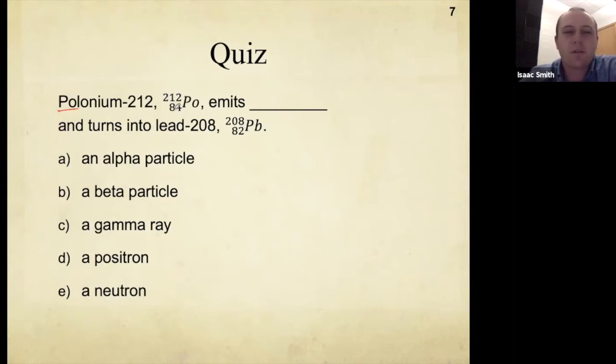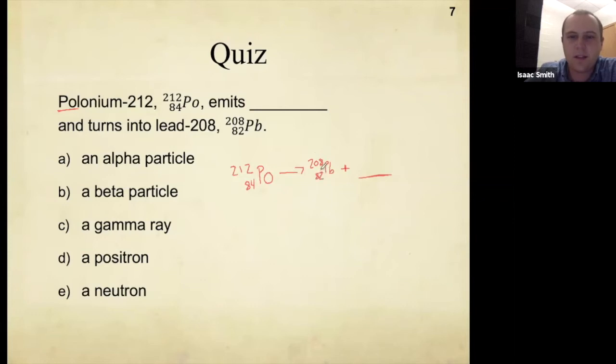Okay, so we have polonium, which has 84 protons and weighs a total of 212 mass units, emits blank and turns into lead 208. So if we write this out in an equation, we would have 212 polonium emits something, so something comes off, right? Plus we have what it turned into, which is this 208 lead, Pb.